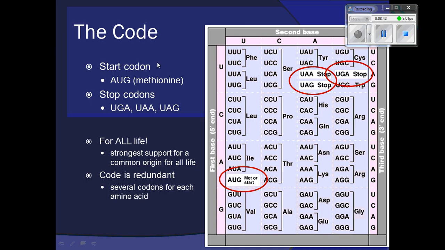So when we look at a map, this is a map of all 20 amino acids, we start with a start codon, AUG, and that tells us, let's start building our amino acids.